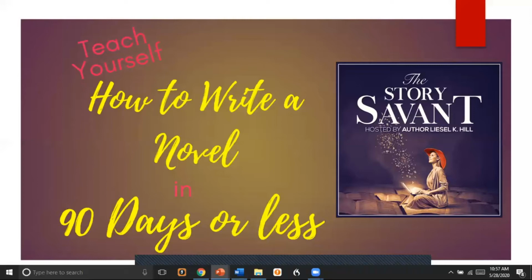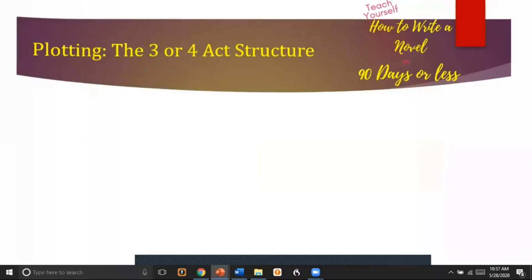We're going to talk about the 3 or 4 act structure. This is a little bit more general than the 9 plot points that I've taught you before. The plot points are kind of beats that you hit throughout your story to keep it moving forward. This is more like dividing your story into sectors, and those beats will fall within a particular sector.